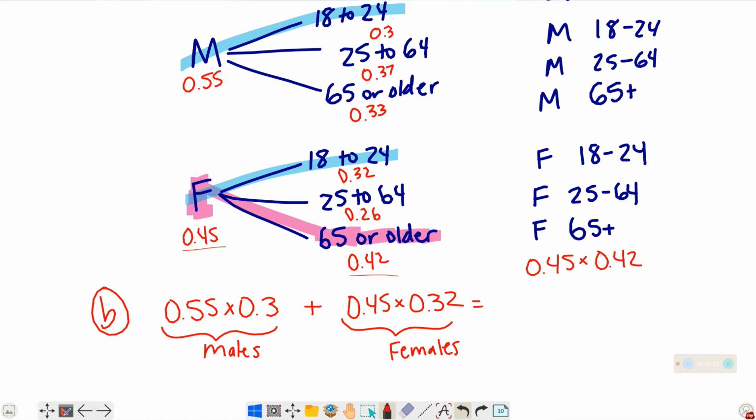If you want to, you can type this in your calculator just as it is. Your calculator will automatically multiply these two first because of order of operations, and then it will add those two. But if you want to make sure, you can put parentheses around it, and that will help distinguish that they're two separate pieces added together.